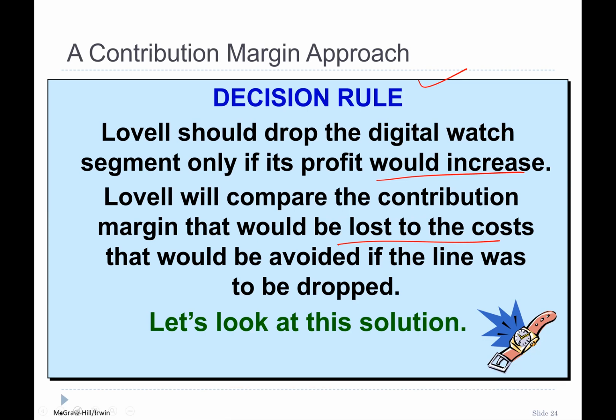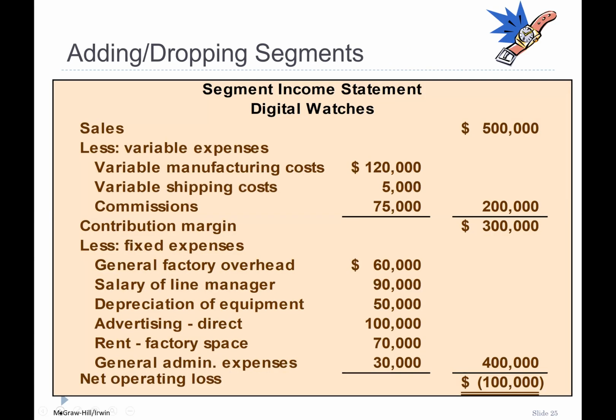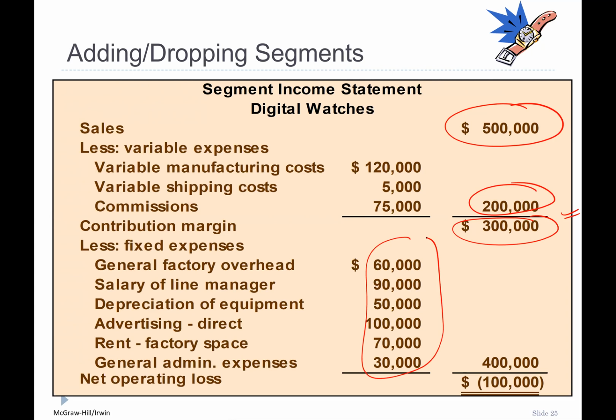Look at the solution here. Right now their sales are 500,000, their total variable cost is 200,000, and they have a contribution margin of 300,000. Their fixed expenses, rent, general expenses, general factory overhead, salary to the line managers, total 400,000, and that's why this digital watch segment is giving us a 100,000 loss, right?